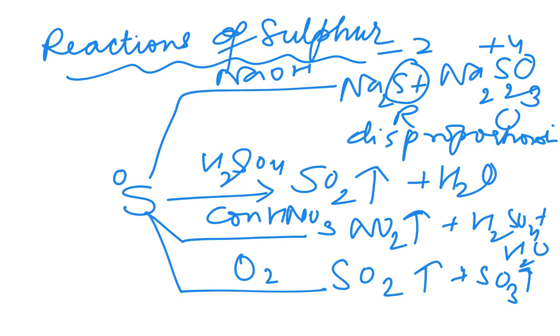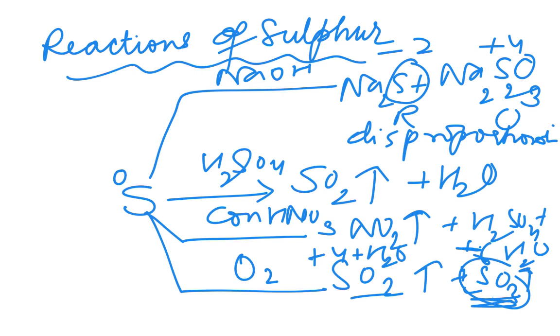Now, out of SO2 and SO3, which one is more acidic? The one with the higher oxidation state will be more acidic. If you react SO2 with water, it forms H2SO3, whereas if you react SO3 with H2O, you get H2SO4. Here the oxidation state is +6 and here it is +4. So the higher the oxidation state of sulfur, the more acidic it is.